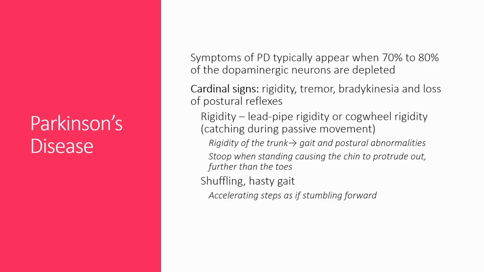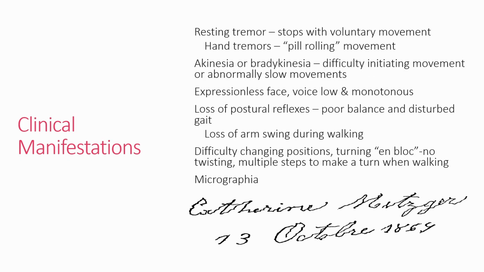Shuffling, hasty gait. Instead of a normal walk, they're going to shuffle. Or feel like they're walking faster, but they're not. They just can't coordinate their movements. So that is what you would see in a patient with Parkinson's. Writing gets very bad. They have micrographia where they'll write really small. They get a resting tremor that stops with voluntary movement.